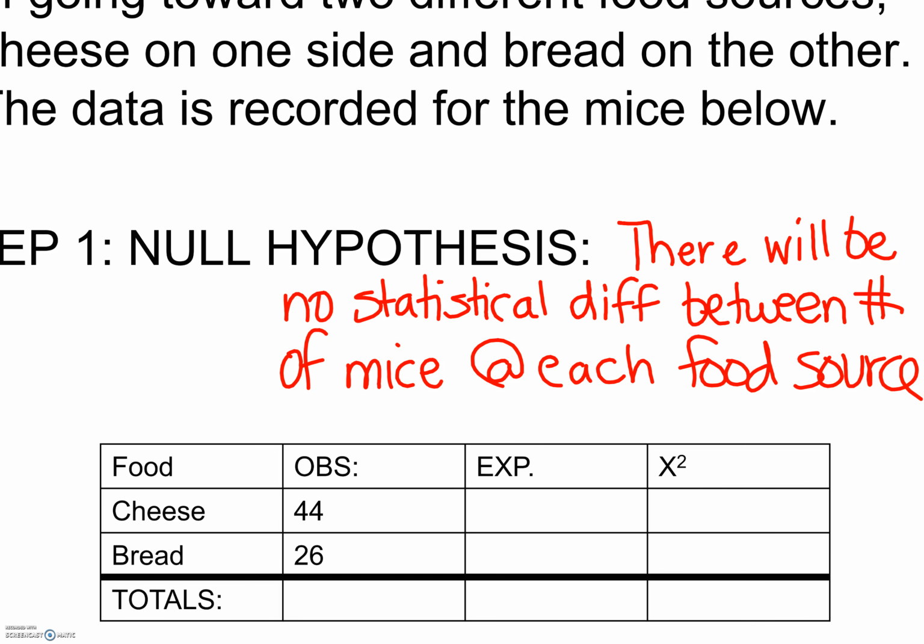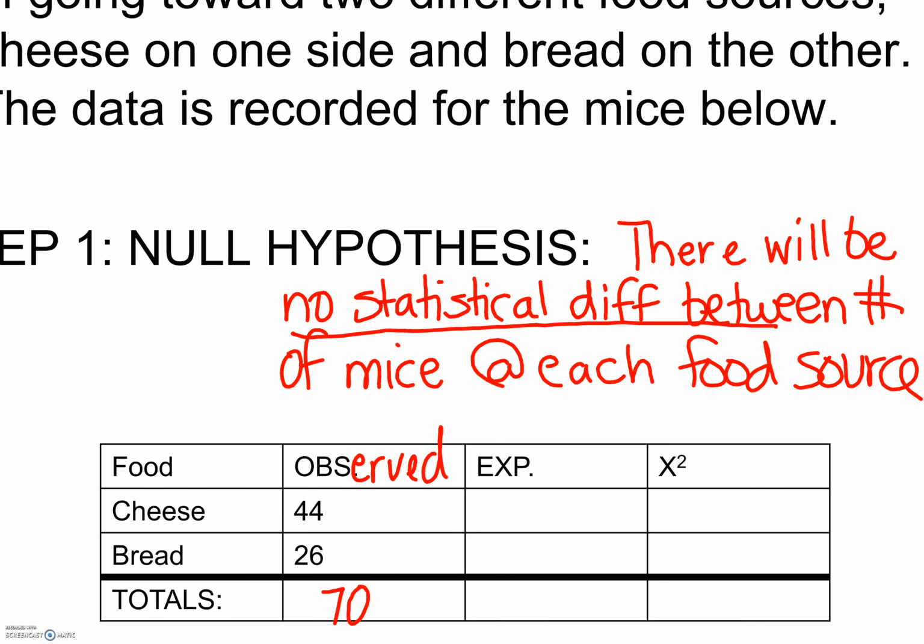Does that make sense? Everybody remembers null hypothesis? And it will always be negative. Null means like zero, no difference. So you will always, always, always write no statistical difference between whatever your options are. All right, so here's the data they gave you. So this is your observed. There were 44 mice that went towards the cheese and 26 that went towards the bread. They provided that for you. If you add that together, that's going to give us the total number of mice that they tested, which was 70 mice.